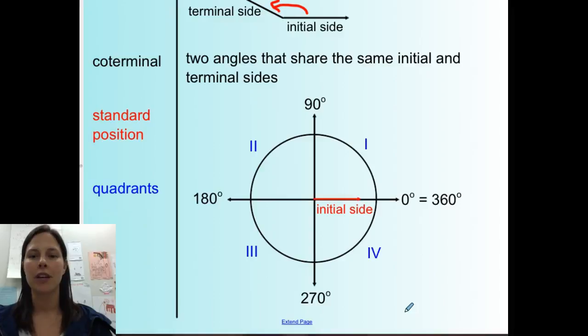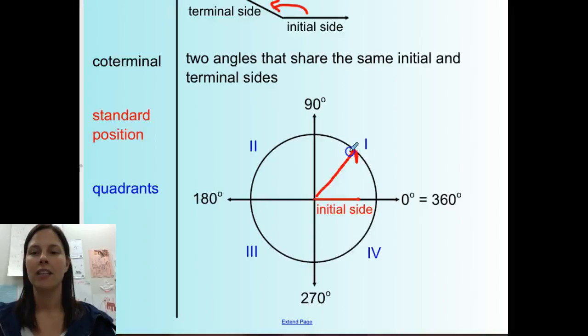Thinking about it this way, if you look at the picture of the coordinate plane that we have, if you rotate around, you can continue past the initial side and land at the same spot as your first angle. So for example, if we have an angle here that's about 45 degrees, we could also rotate the full 360 degrees and then back to that same 45-degree angle, but that would be a 405-degree angle of rotation.